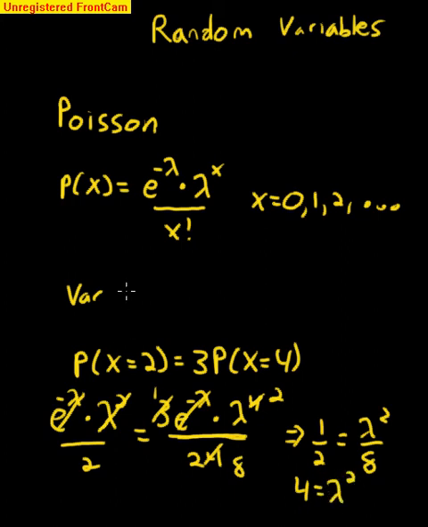And remember, we wanted our variance for our random variable x. That's equal to lambda for our Poisson distribution. We have lambda squared equals 4. Therefore, lambda equals 2. So our variance equals 2.